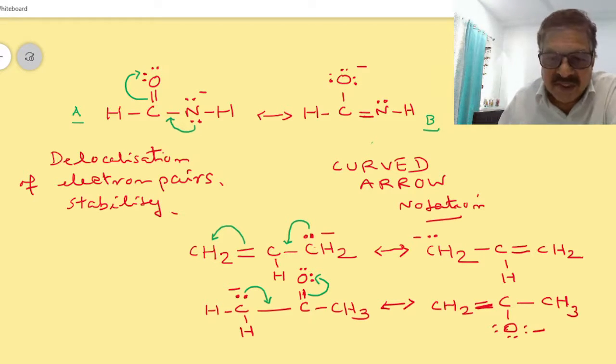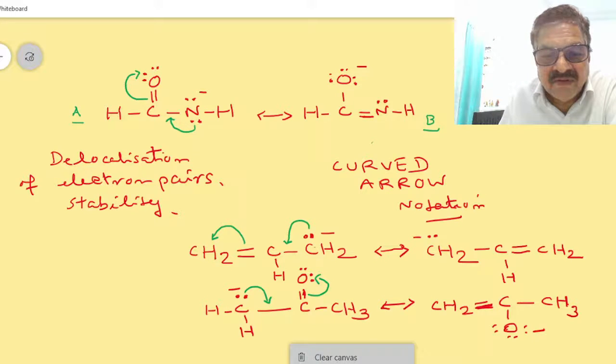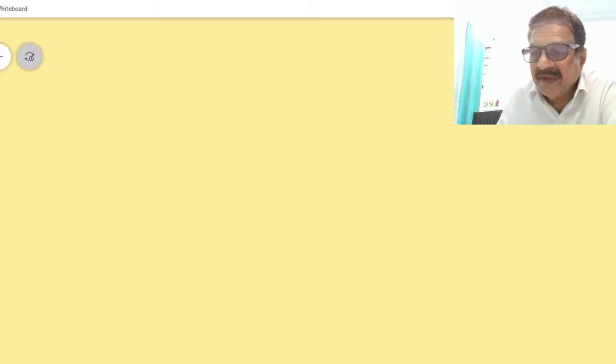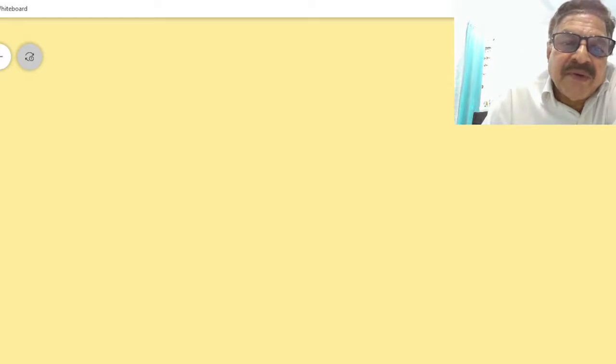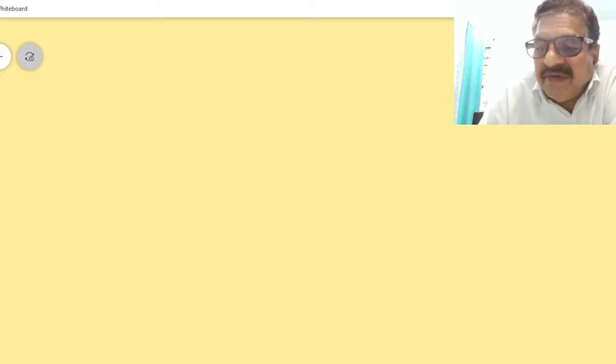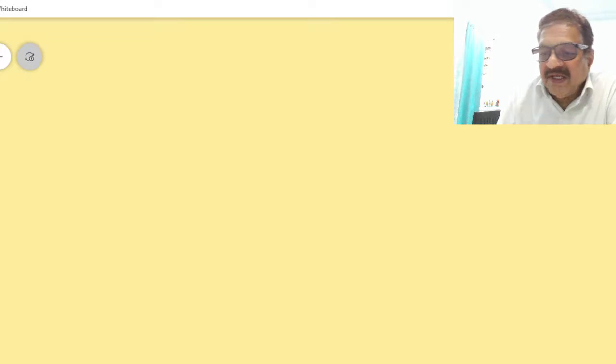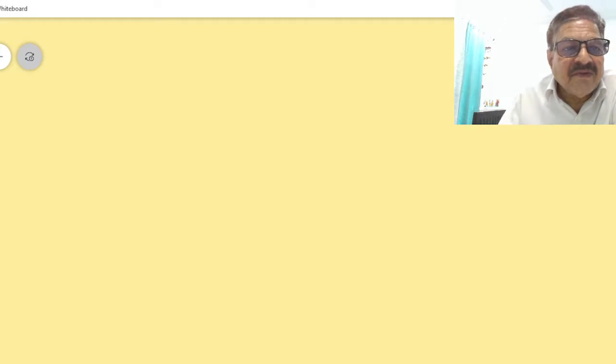Now some more examples I can give you so that you will be thorough in this subject. An atom bearing a positive charge is bonded either to a multiple bond or to an atom with a lone pair of electrons. See, one simple example I can show: CH2 double bond CH.